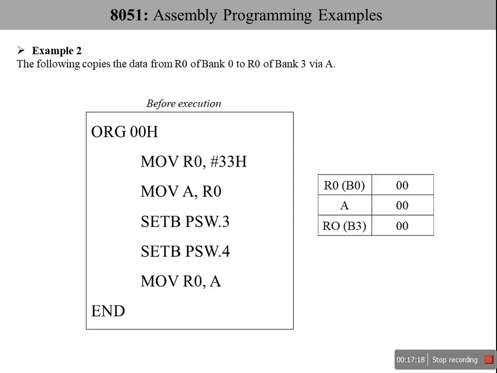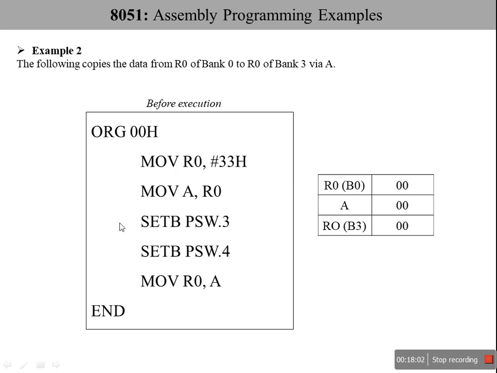Similarly, let's look at example 2. The following code copies the data from R0 of bank 0 register to R0 of bank 3 via accumulator. What happens here? ORG 00, MOV R0, #33H. This copies the 33 hexadecimal data into R0. Then the content of R0 will be copied to accumulator. Now if you are not mentioning anything and we are accessing R0, the default bank that will be selected is bank 0. So R0 register, which is of 8 bit, belongs to bank 0, right?